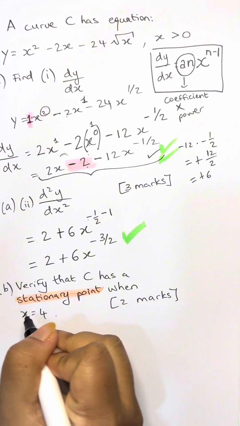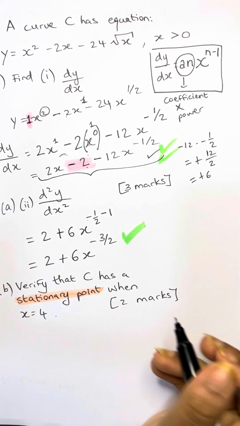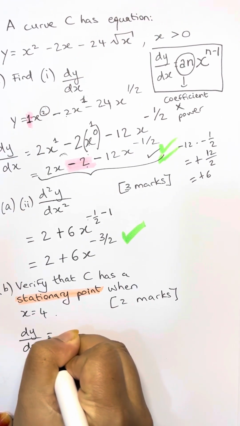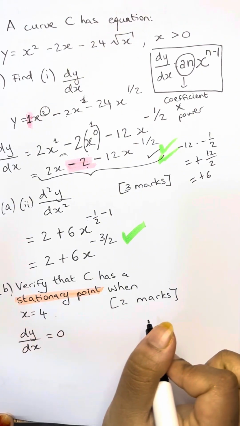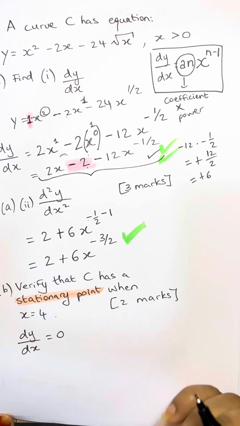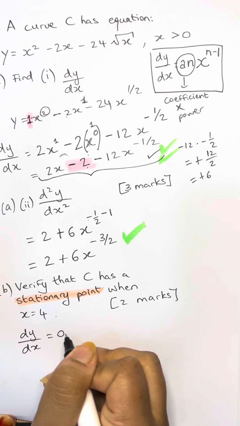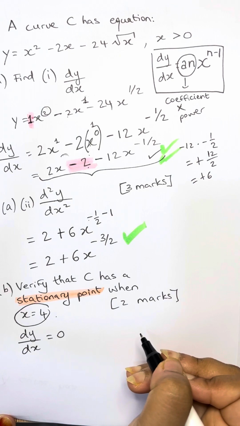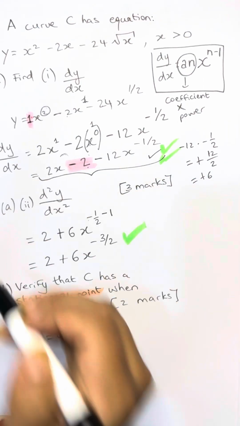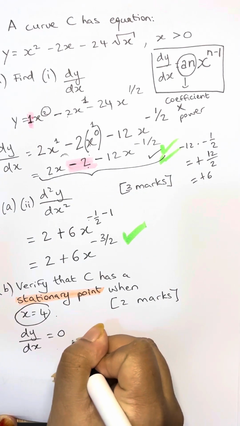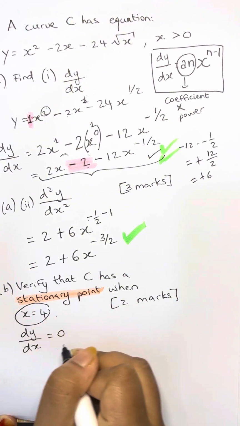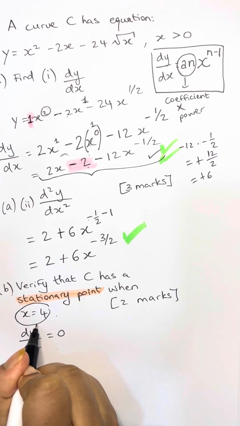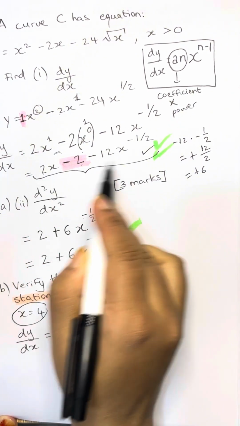Now, the next part, part B, is asking you to verify that C has a stationary point. What they mean by a stationary point is that dy by dx is going to equal 0. Okay, so that's a stationary point. However, how can I achieve dy by dx equals 0? I need to substitute x equals 4 into the first differentiation. So I need to substitute this x equals 4 into this, okay?